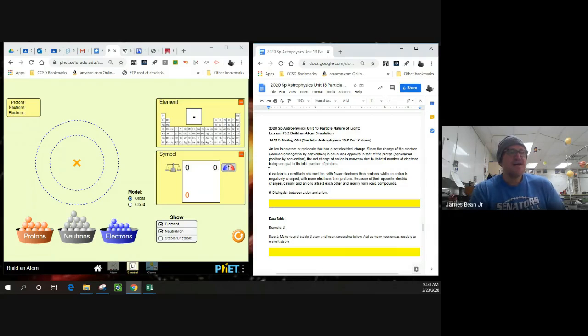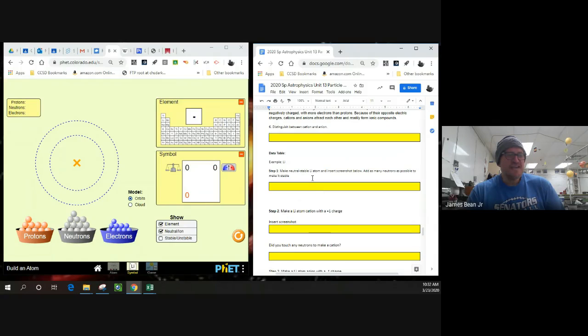A cation is a positively charged ion with fewer electrons than protons, while an anion is negatively charged with more electrons than protons. Because of their opposite electric charges, cations and anions attract each other and readily form ionic compounds. But we don't need to talk too much about ionic compounds. So there's a question here for you to do, which says distinguish between cation and anion.